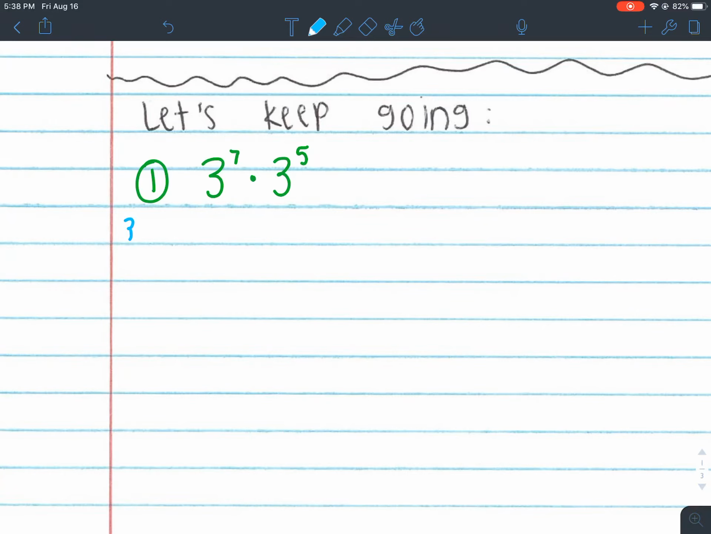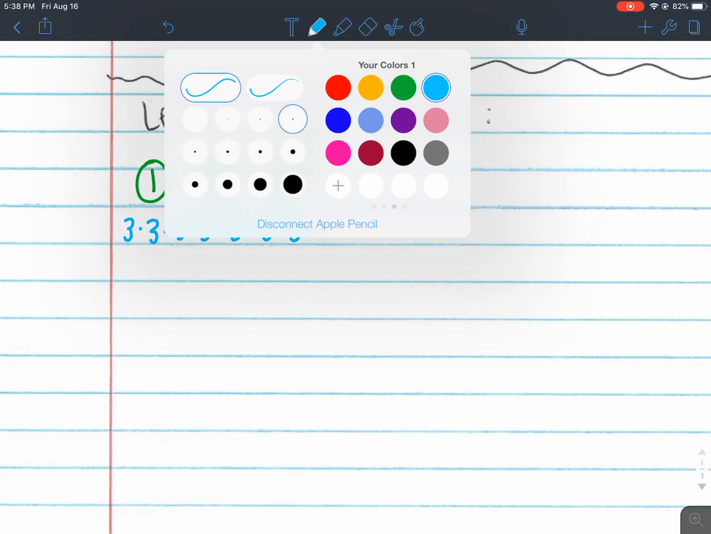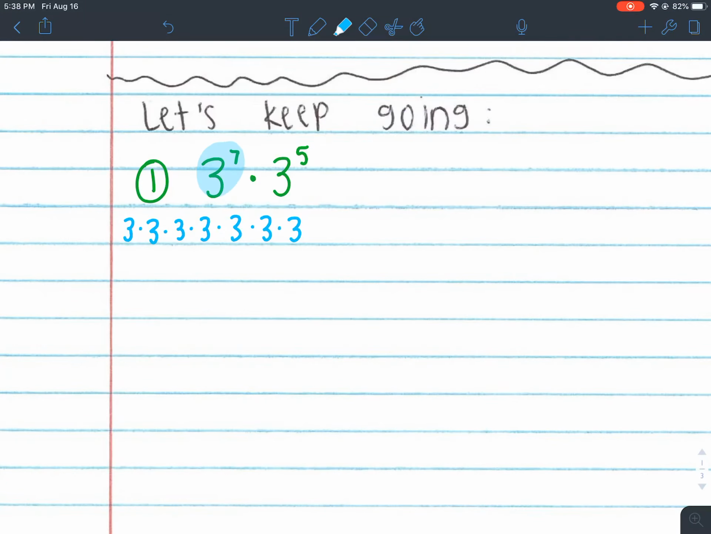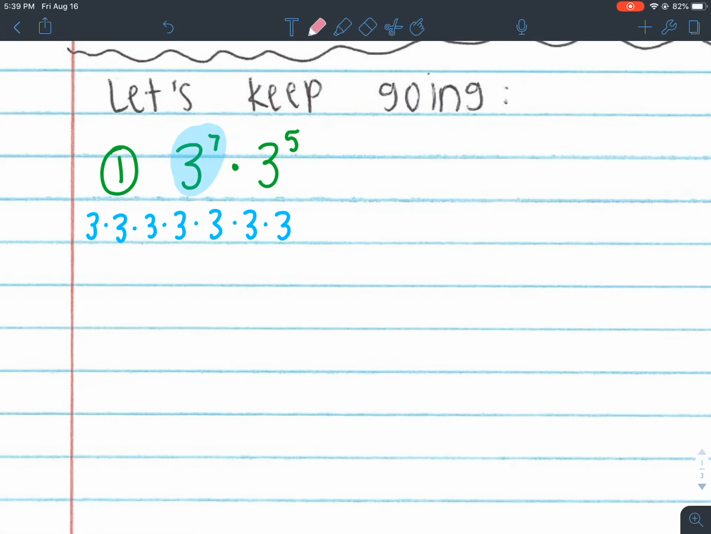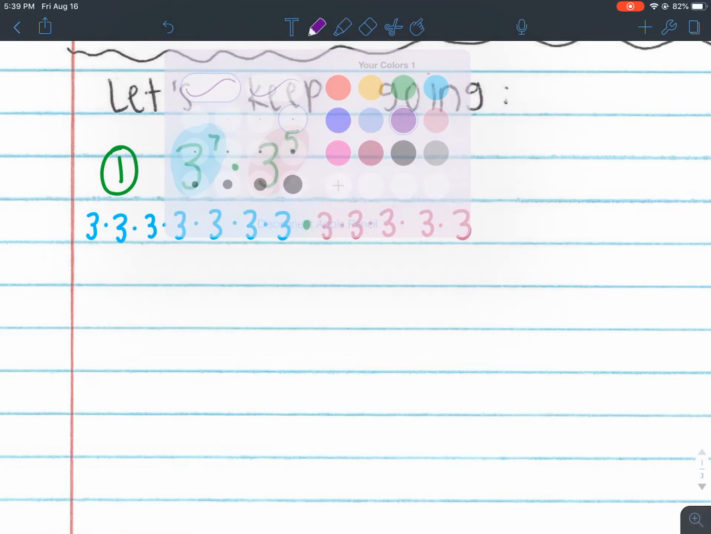Let's write that out. 3 times 3 times 3 times 3 times 3 times 3 times 3. So that is 3 times itself 7 times, okay? Now I'm going to do it with the other one as well. So here I have 3 to the 5th power, so that's going to be 3 times itself 5 times. So I have 3 times 3 times 3 times 3 times 3. And I'll put the multiplication sign in the middle, the same as the green one up there. But the blue is what I have in blue, and the pink is what I have in pink. So I'm trying to color code for you so you can see pretty clearly.